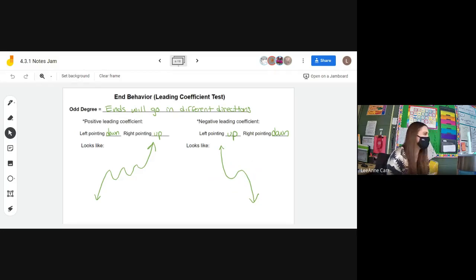Then we do our degree minus 1 trick. But we're really looking at these ends here. So here we have a negative. And again, the way I like to think about this, it kind of looks like a decreasing line from left to right.